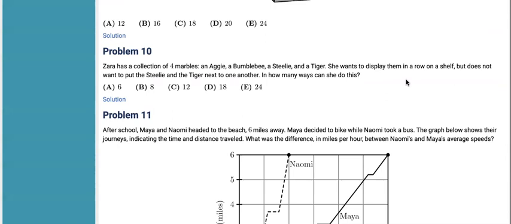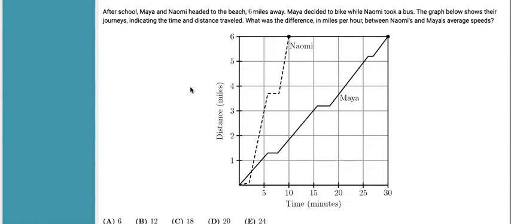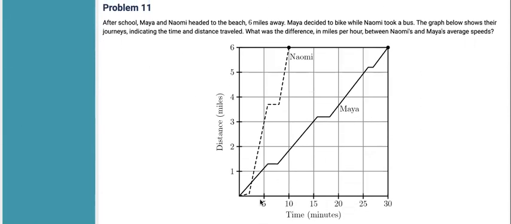So she does not want to put Steely and Tiger next to each other. Let me just check over. That's like 2 times 6, 12, 24 minus 12. It should be 12. Yeah. So it's probably C.